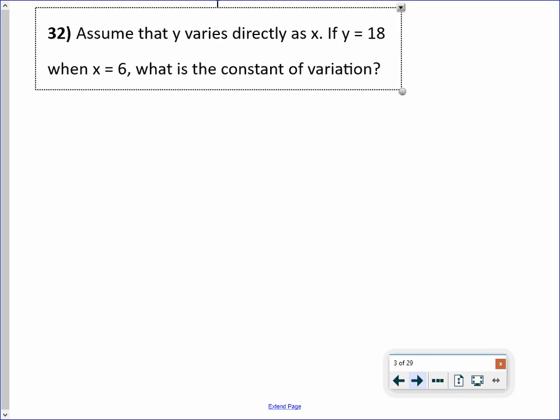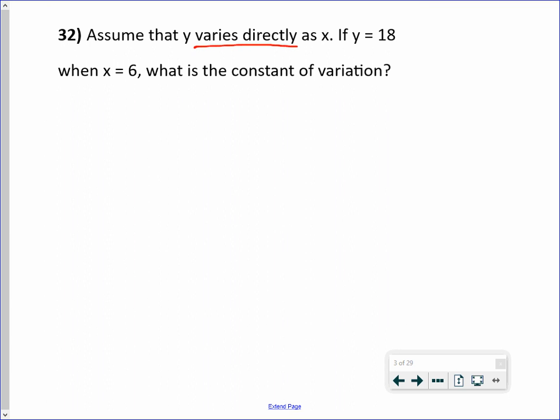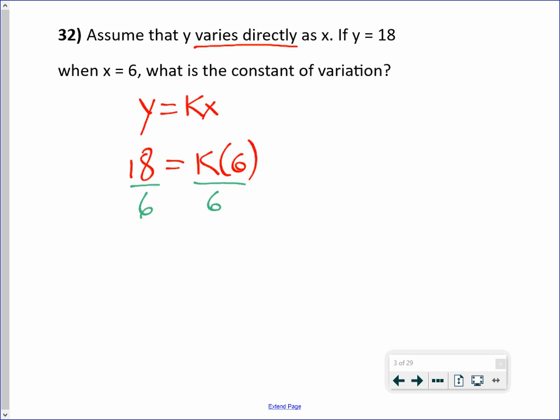Right. This next problem asks us, assume it varies directly. So that's y equals kx. So if y is 18 when x is 6, what is k? So this is just divide both sides by 6, and you'll get k equals 3.